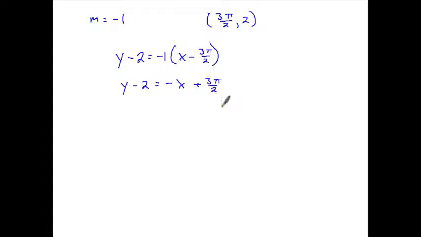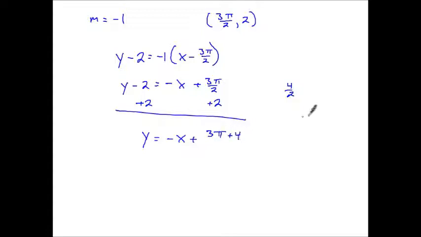Granted, this is not the nicest computation we've ever done, but adding 2 to both sides, think of that 2 as 4 over 2, so we have a common denominator. And so now what we get is y equals negative x plus, smashing that all together into one whole thing, 3 pi plus 4 over our common denominator of 2. Yes, it's messy, but there's our actual equation.